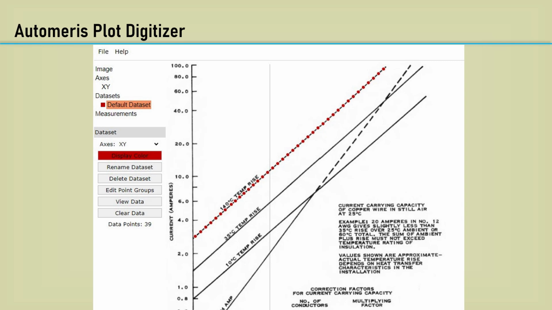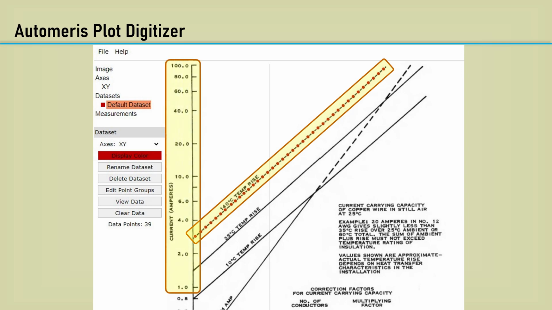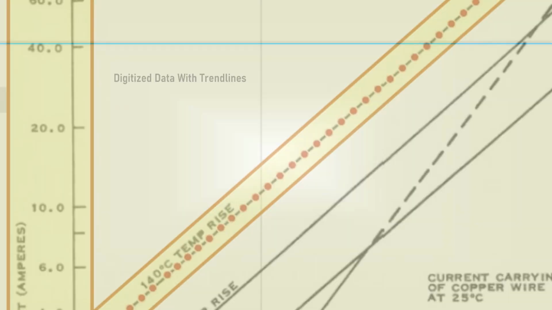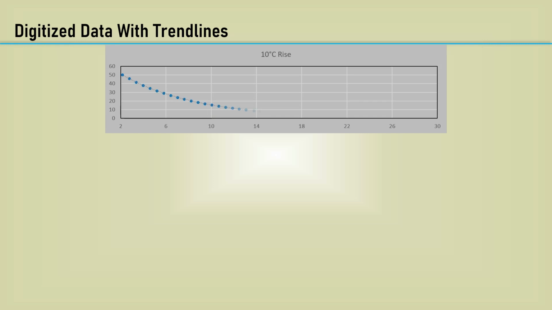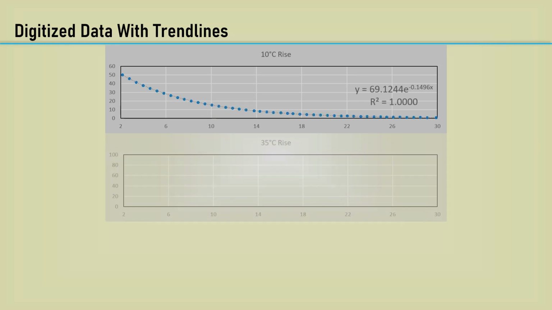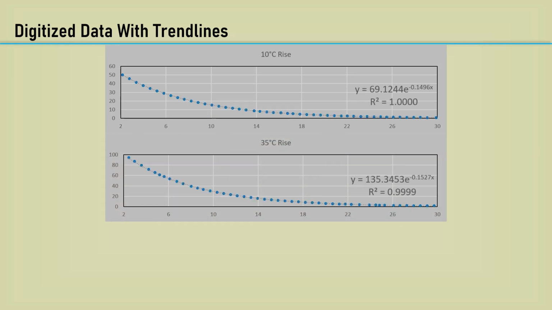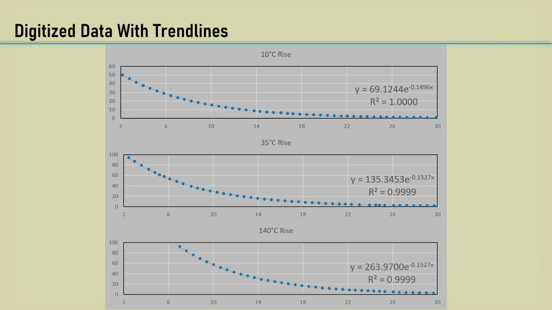As you can see, it shows the dots here on the 140-degree rise line in red. Notice the y-axis is logarithmic, so we will be seeing logarithmic curves. Let's make trend lines for all three lines in the plot and make some observations. Here's the 10-degree rise curve, now the 35-degree rise, and finally, the 140-degree rise. The trend line option I selected with the highest coefficient of determination is the exponential trend line.